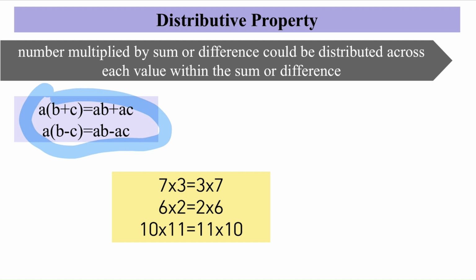For example, we learned from multiplication that 7 times 3 is equal to 3 times 7. Basically, we learned from multiplication that a times b is equal to b times a. For example, this one is 21, and this one is also 21, so they are equal.